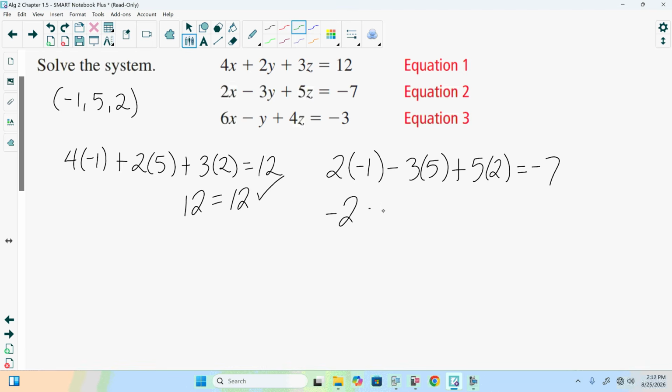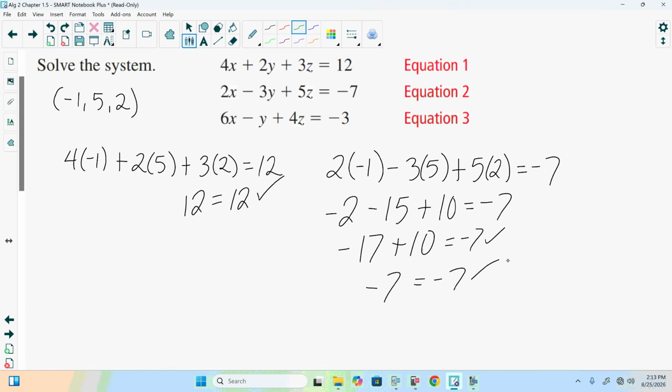Because if I did this by hand, -2 minus 15 would be -17. -17 plus 10 is -7. -7 is indeed equal to -7. It's the solution, because again, that point has to make all three statements true.